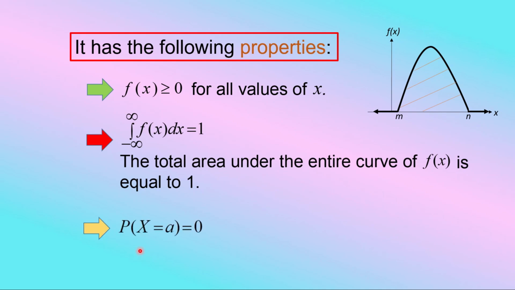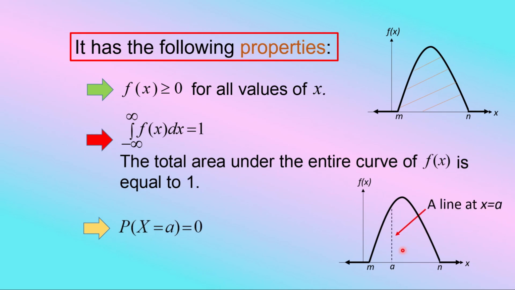The third property is the probability of random variable x at a is equal to 0. From the probability density function, or PDF, x equals a is just a line. Therefore, the area of a line is equal to 0 because the area must be over an interval.